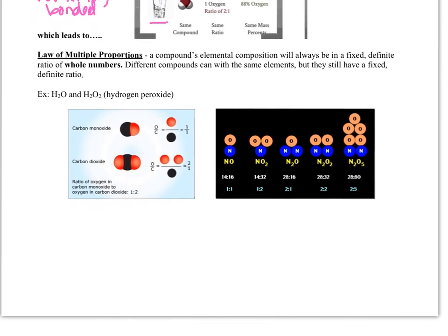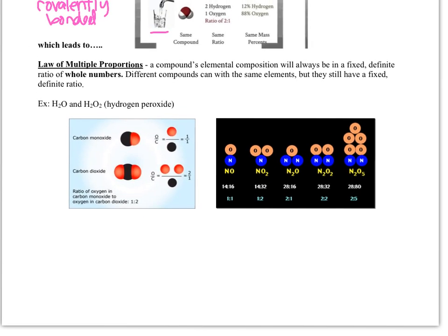So then we also have this law of multiple proportions. The law of multiple proportions should sound like what it makes sense: multiple proportions. What this one says is that a compound's elemental composition is still always in that fixed, definite ratio of whole numbers. Different compounds can have the same elements, but they still have their own fixed, definite ratio, okay? So it just means that two elements can have different ratios, but that makes them different compounds.